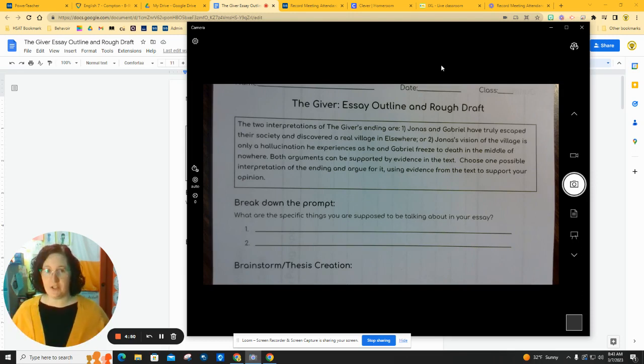So this is what you're going to do. When you're on the state test too, you need to break down the prompt and figure out, what are they asking me?